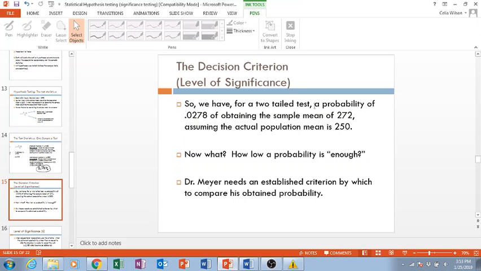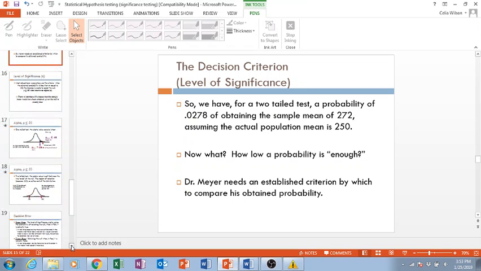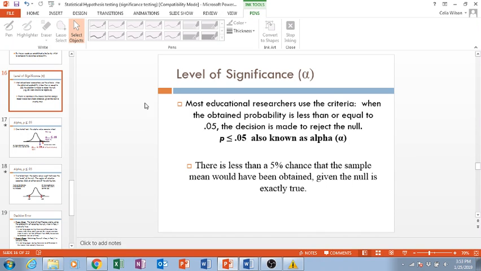Here we continue for a two-tailed test of probability. So this is what I actually said. How low a probability is enough? So Dr. Meyer needs an established criteria by which to compare his obtained probability. So in social science research, we have what we call this alpha level. And it is our criteria, or you can think of it kind of as a cutoff value. We are going to name this cutoff value or this criteria as 0.05. So what we're saying is there is a less than 5% chance that the sample mean would have been obtained given the null is exactly true.